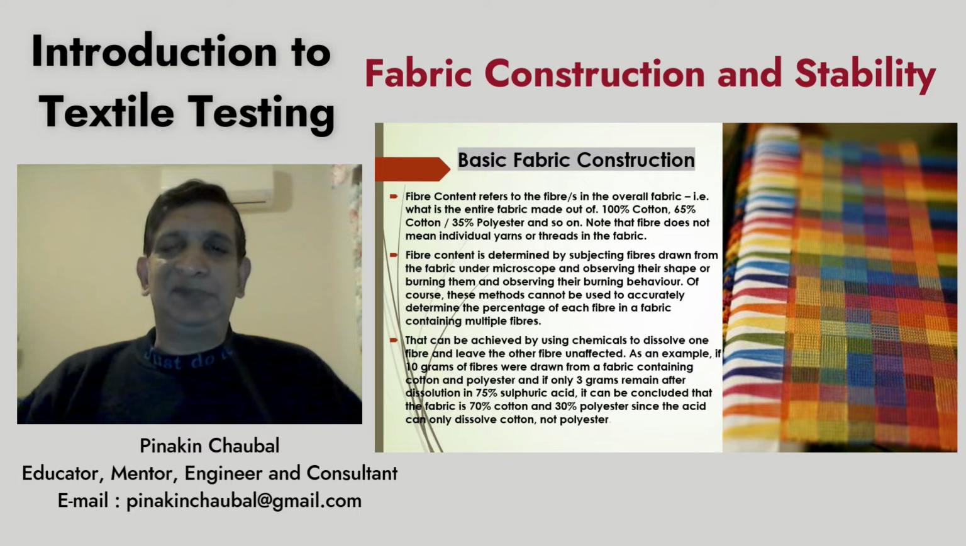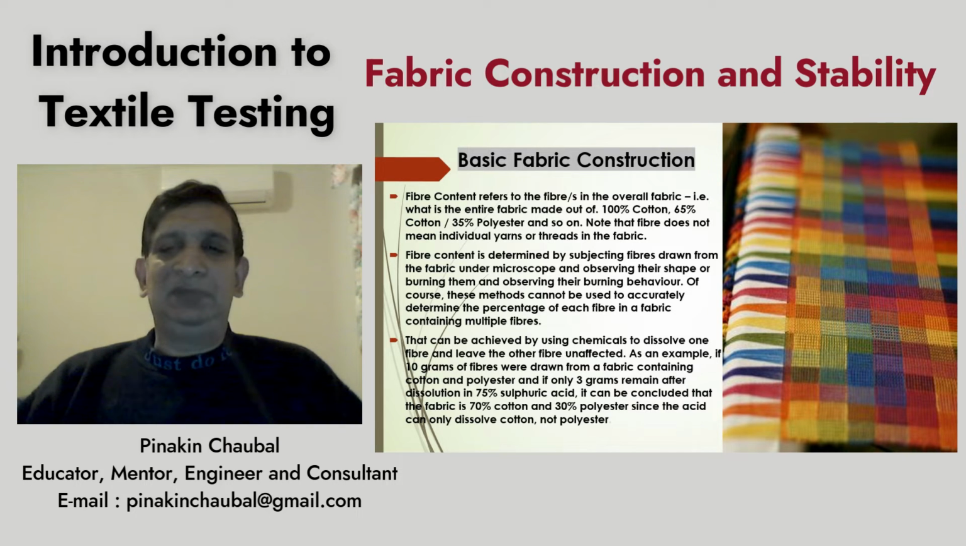Fiber content is determined by subjecting fibers drawn from the fabric to a microscope and observing their shape, or burning them and observing their burning behavior. Of course, these methods cannot be used to accurately determine the percentage of each fiber in a fabric containing multiple fibers. That can be achieved by using chemicals to dissolve one fiber and leave the other fiber unaffected.